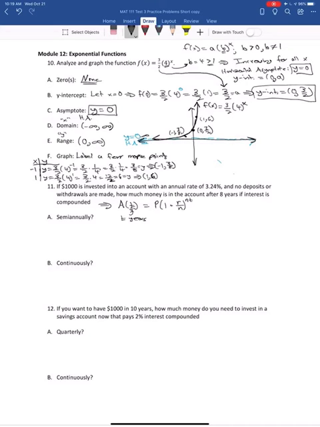So P being the principal, make a note of what everything is. And of course r equaling the interest rate, which is our growth rate in this growth model, this exponential model. And n representing the number of compounding periods.